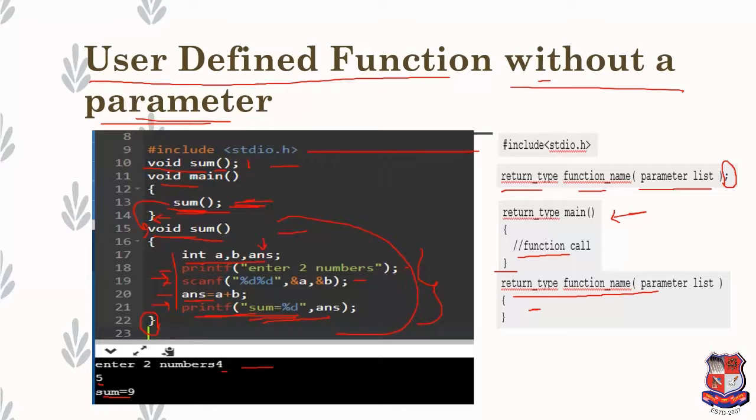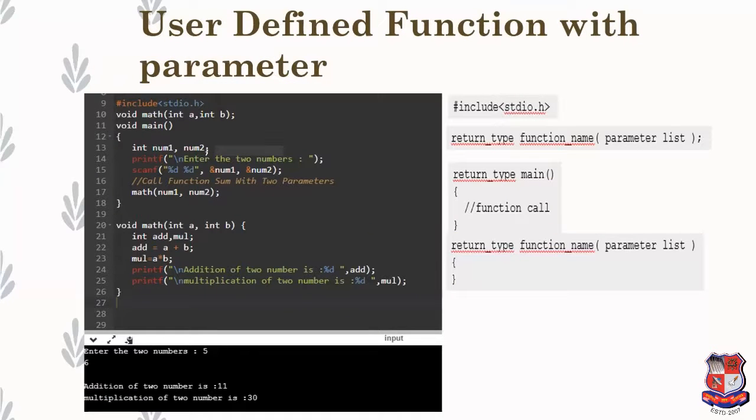And there are two things which need to be remembered. When you declare a function, you mention it with a semicolon. But when you write the lines of code in a function, there are no semicolons here. Okay, so this program was without a parameter. Now let's see a program with a parameter.